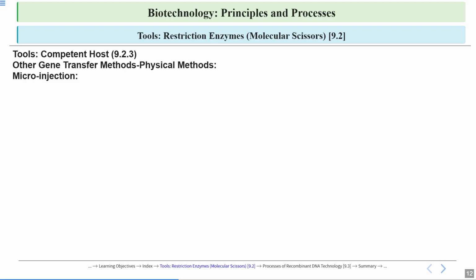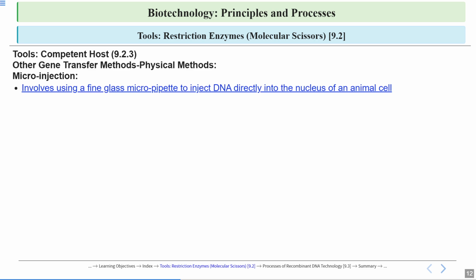Everyone has seen an injection, how with an injection we can insert something into our body. Just like that, using a fine glass micropipette or a microinjection, we can inject this DNA directly into the nucleus of an animal cell. The best thing about this is that it offers very high precision, because you know where you are putting your recombinant DNA.